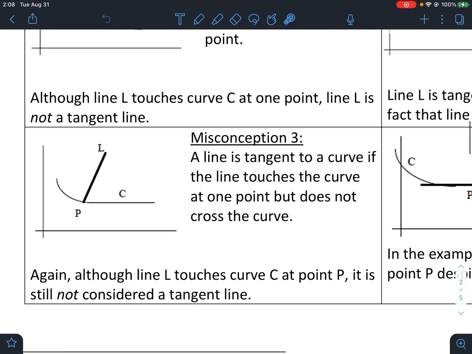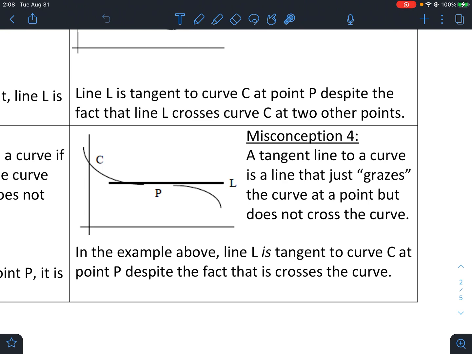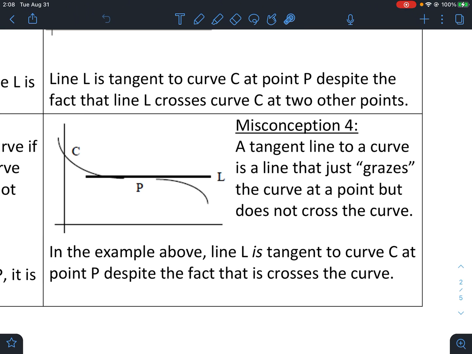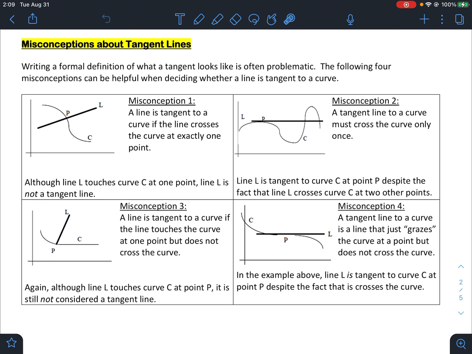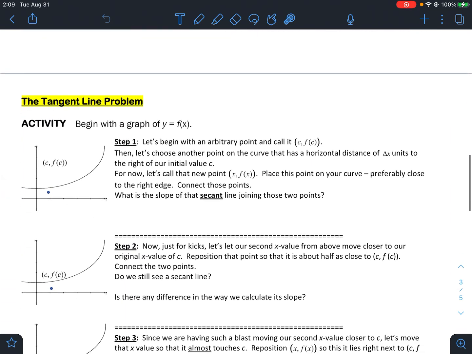A third misconception here is a line is tangent to a curve if the line touches a curve at one point but does not cross the curve. This is not a tangent line, okay? Although our line L touches a curve at point P, it is not considered to be a tangent line. And finally, the fourth misconception, a tangent line to a curve is a line that just grazes the curve at a point but does not cross the curve. That's not necessarily true. This is called a tangent line right here. It would be called a horizontal tangent line in this example. Line L is tangent to the curve at point P, but it does cross the curve at point P as well. So it's really hard to actually put a formal definition on what a tangent line is. It's more about visualizing it and seeing, does it just touch the curve at a specific point, okay?